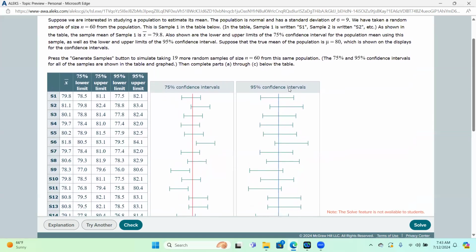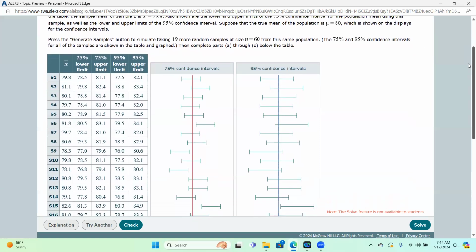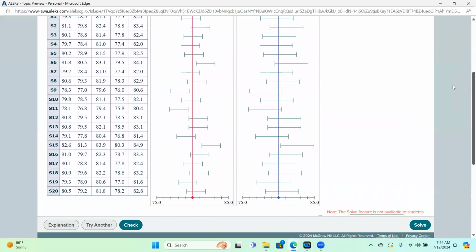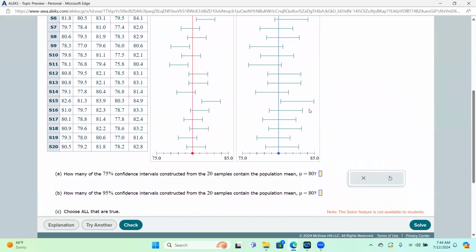The 95% confidence interval means that about 5% of the 20 samples, so about 1 of them should not contain the true population mean. And you can see here that there is exactly 1, and that's this one right here.